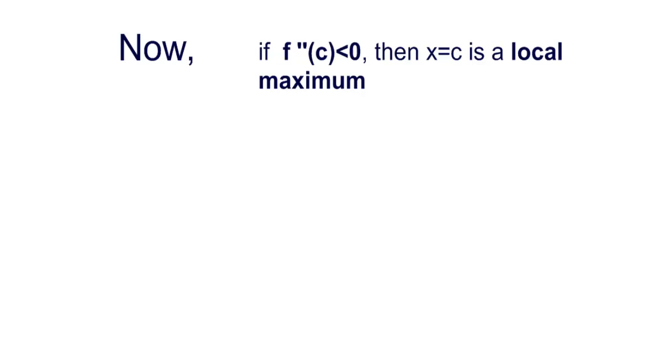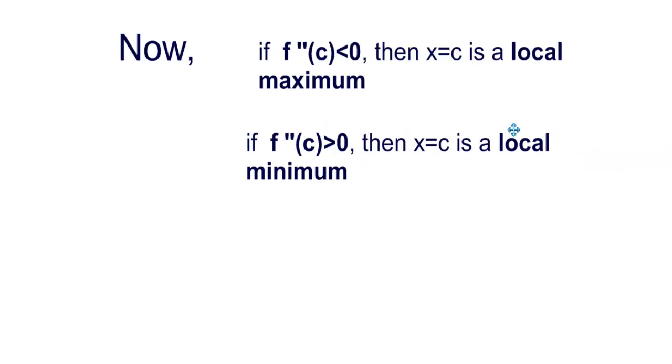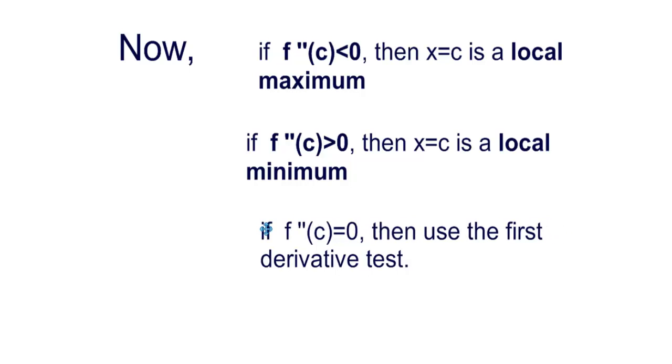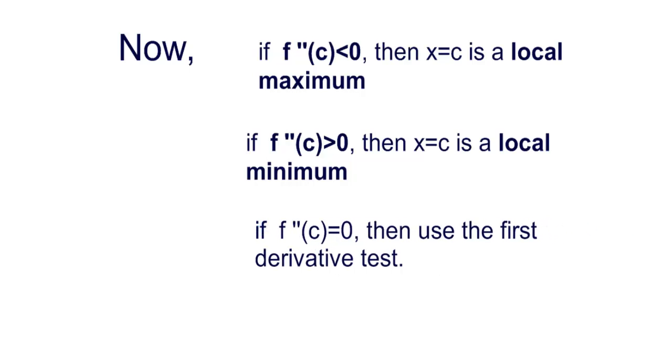If f double dash c is less than 0, then x equal to c is a local maximum. If f double dash c is greater than 0, then x equal to c is a local minimum. However, if f double dash c is equal to 0, then use the first derivative test. So, this is how we decide whether the point is a local maximum point or a local minimum point by using the second derivative test.